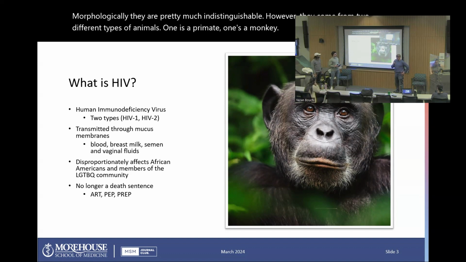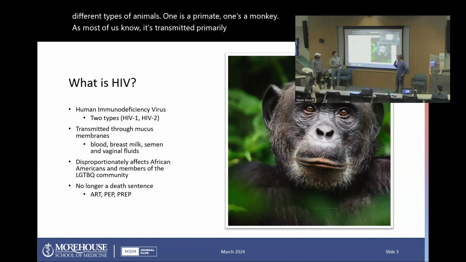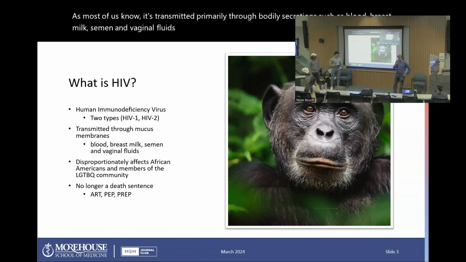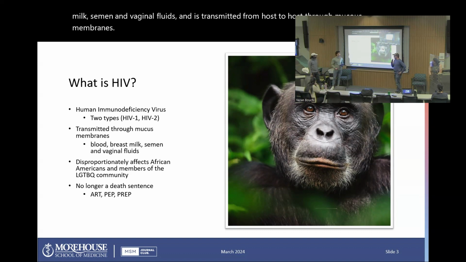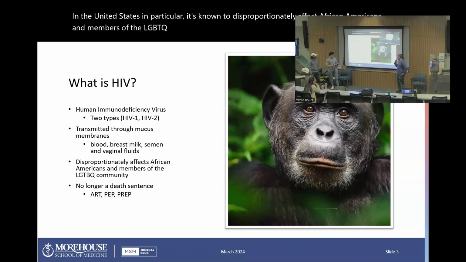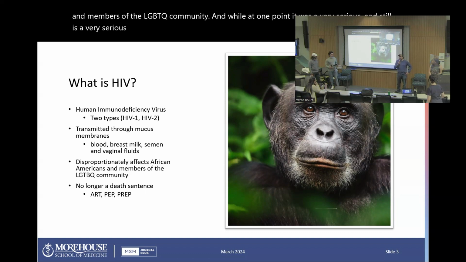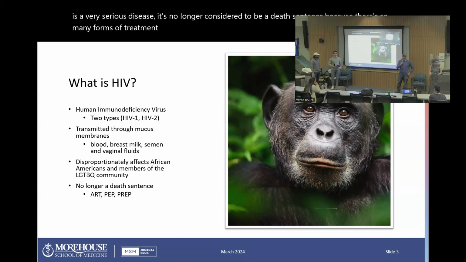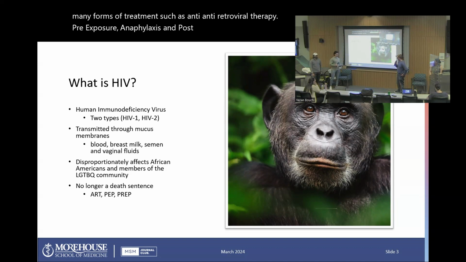As most of us know, it's transmitted primarily through bodily secretions such as blood, breast milk, semen, and vaginal fluids, and is transmitted from host to host through mucous membranes. In the United States in particular, it's known to disproportionately affect African Americans and members of the LGBTQ community. While at one point it was, and still is, a very serious disease, it's no longer considered to be a death sentence because there are so many forms of treatment, such as antiretroviral therapy, pre-exposure prophylaxis, and post-exposure prophylaxis.